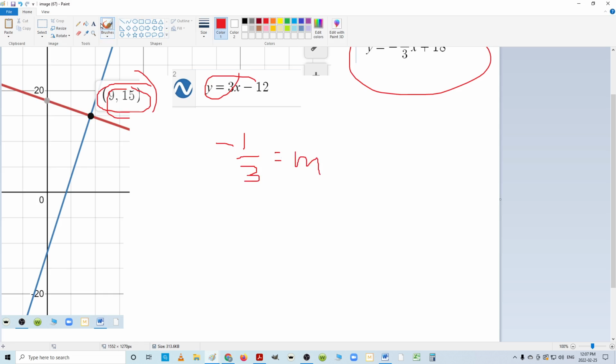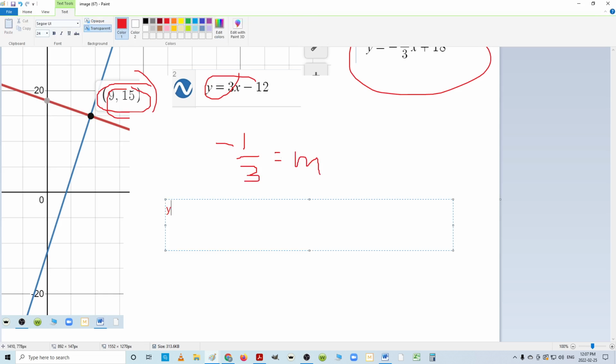Now I'm going to write my slope-intercept: y is equal to mx plus b. And where I see x and y, I'm going to put in the point I know. And I know the slope. And I know the x up above. I just got to solve for b now. So I get this.